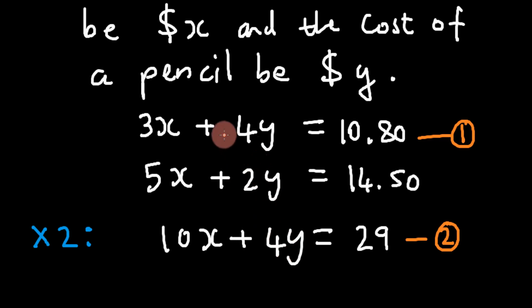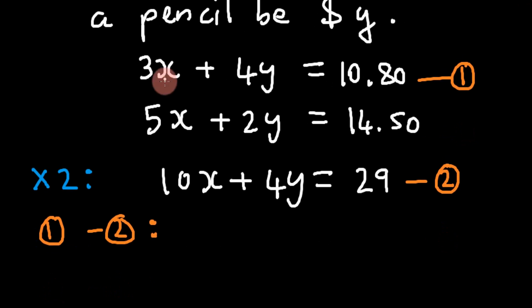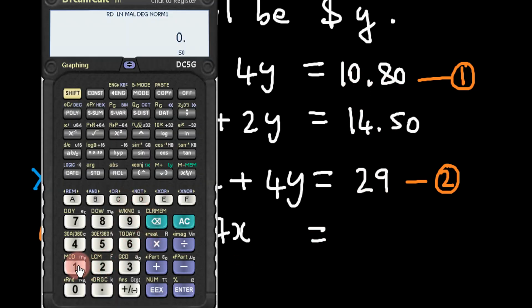If we subtract these two equations, the y's will cancel. So we're going to say equation 1 minus equation 2. So it's going to be 3x minus 10x, which is negative 7x. 4y minus 4y is 0. So we can see that the y's cancel. And we also have 10.8 minus 29. That we can do in a calculator.